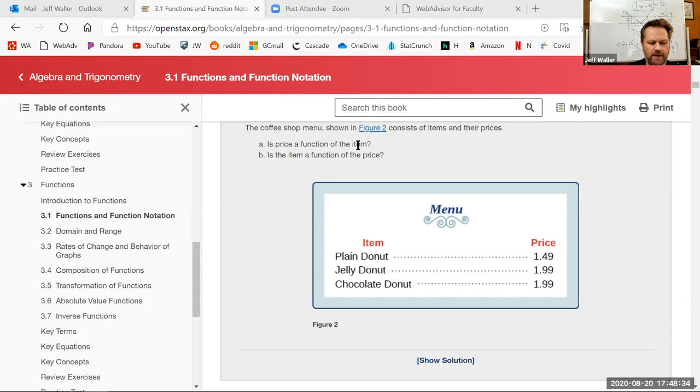Yes. If I say, what's the output for a donut? I get $1.49. What's the output for a jelly donut? I get $1.09. Is the item a function of the price? So if I say $1.99, somebody paid $1.99. Can you tell me exactly what they bought? No. And we're ignoring tax for right now. We're in some magical state. Whichever states don't have sales tax and all kinds of stuff. Is everybody with me so far?